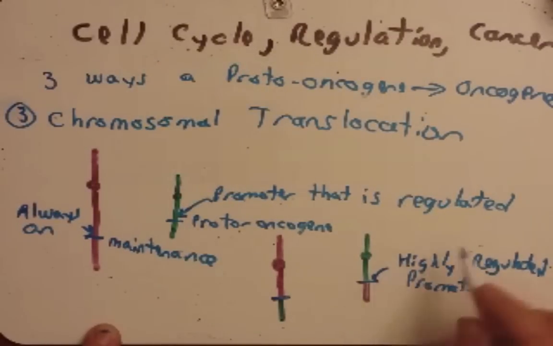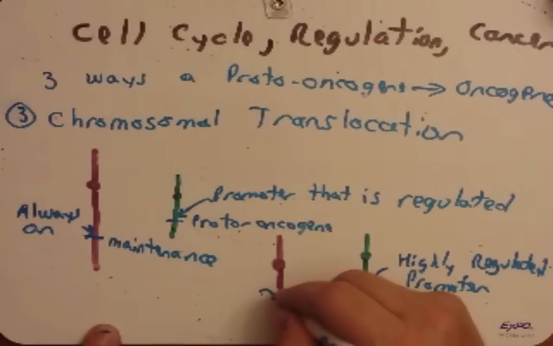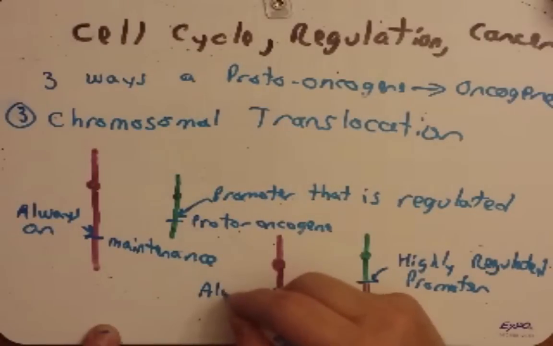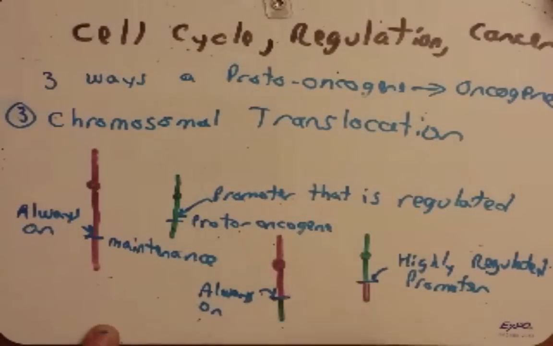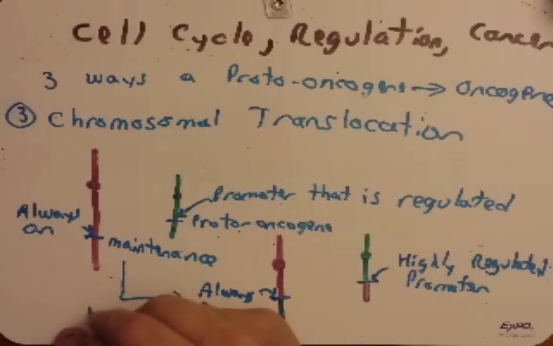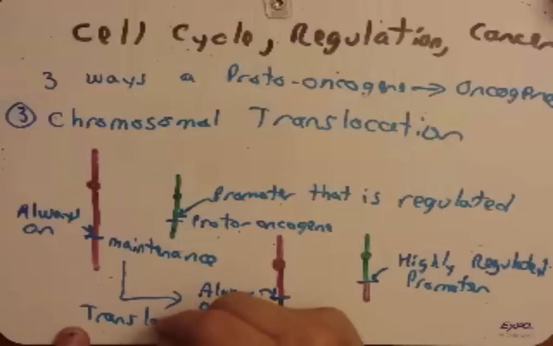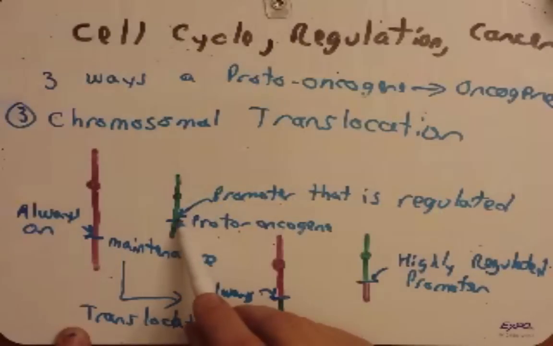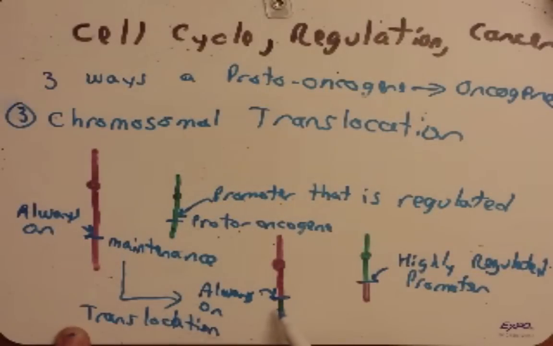And now, well, we'll come back to that in a moment. And now this proto-oncogene has this promoter in front of it that's always on. So what has happened because of this translocation event, in fact, let's make sure we label this translocation, is that we've moved this proto-oncogene from a highly regulated promoter to one that's always on. So now we're always making proto-oncogene, always being expressed.